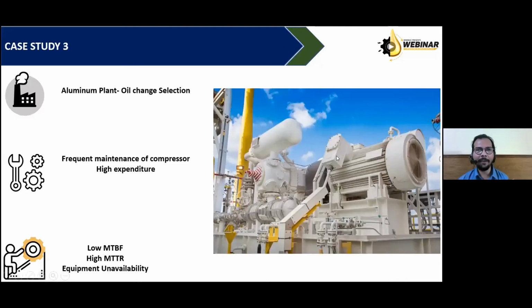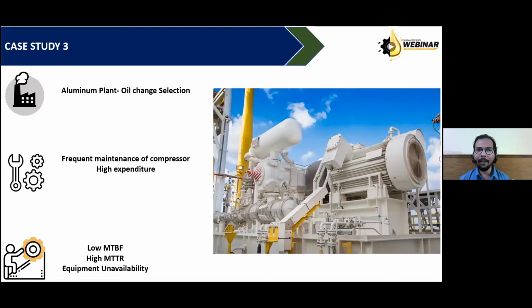The next case is of an aluminum plant, and this is a plant of a very big group. We can say it is India's highest aluminum producer company, where compressor maintenance was very frequent. Even if it was not a breakdown, they wanted to improve the MTBF and MTTR, which we calculate as mean time between failure and mean time to repair.